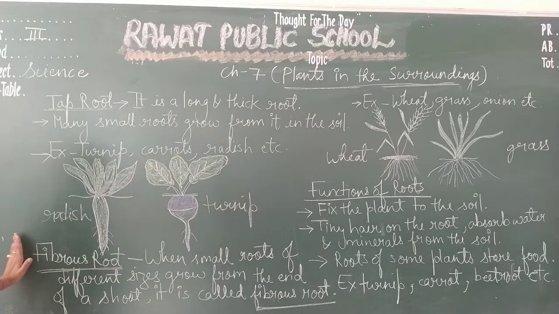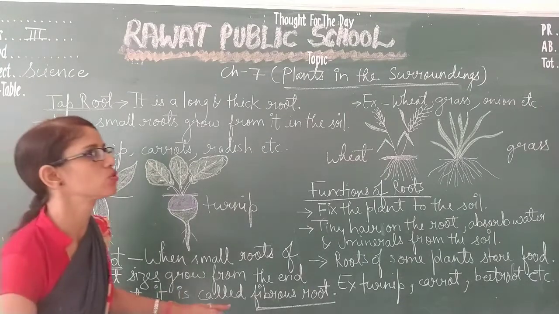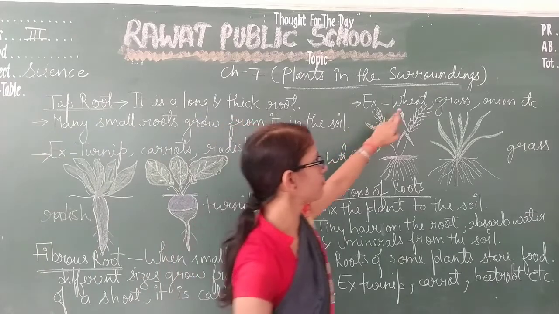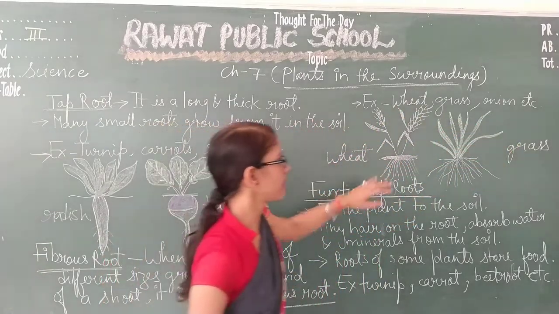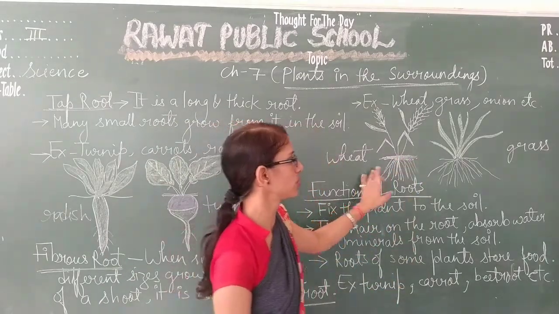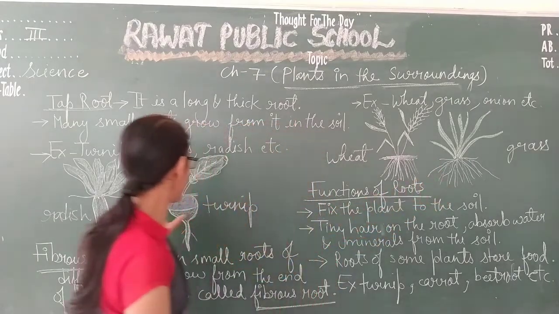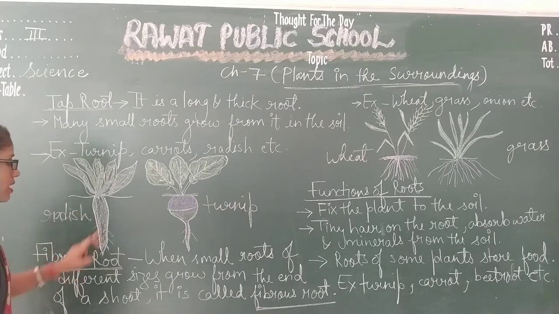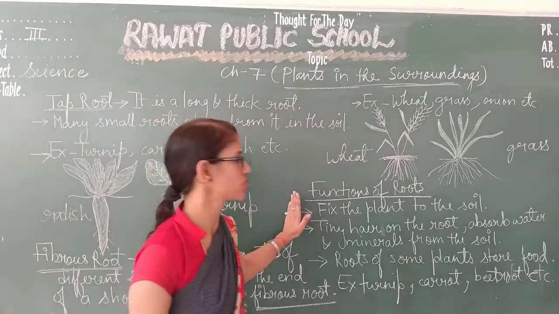Then fibrous root: when small roots of different sizes grow from the base or end of the shoot, it is known as fibrous root. Examples of fibrous root are wheat, grass, onion, etc. And the diagram is shown. In fibrous roots, many roots of different sizes grow together from the base. These fiber-like, thread-like structures are fibrous roots, whereas in taproot a long thick root is present in the center, and from that small roots also arise. Then we discussed the functions of the root.